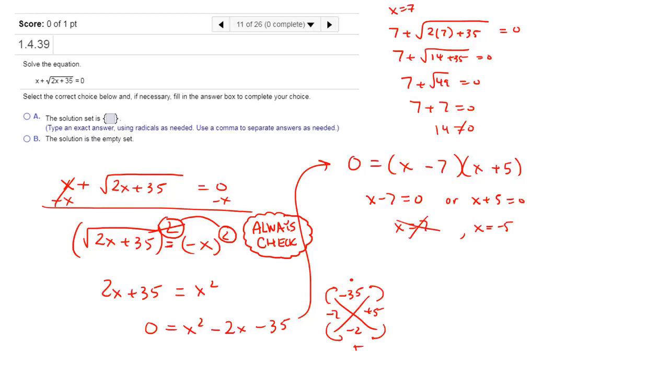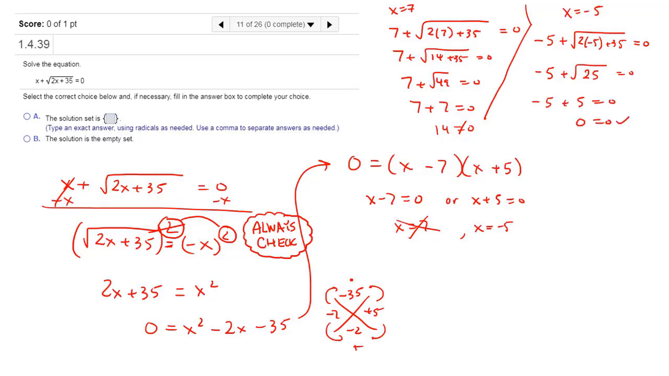So let's try negative 5. Will negative 5 work? Negative 5 plus the square root of 2 times negative 5 plus 35. Will that give me a 0 eventually? That'd be a negative 10 plus 35 is 25. And the square root of 25 is 5. Negative 5 plus 5 is a 0. That one works. Perfect. Okay, so our only answer is negative 5. That's the one you should write into there. Negative 5 as our answer.